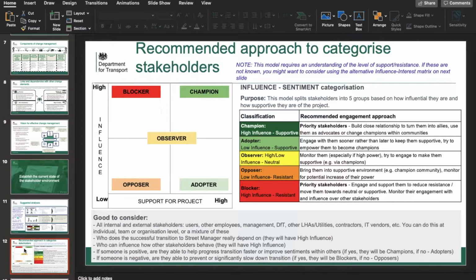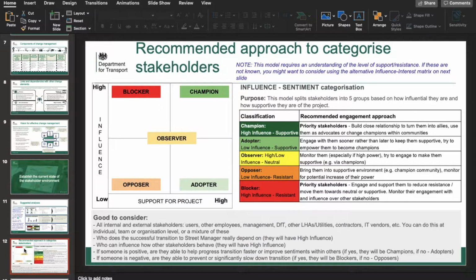Our recommendation is to use a tool called sentiment analysis. You categorize your stakeholders into 5 groups based on how supportive they are of the change. You've got champions, adopters, observers, opposers, and blockers.